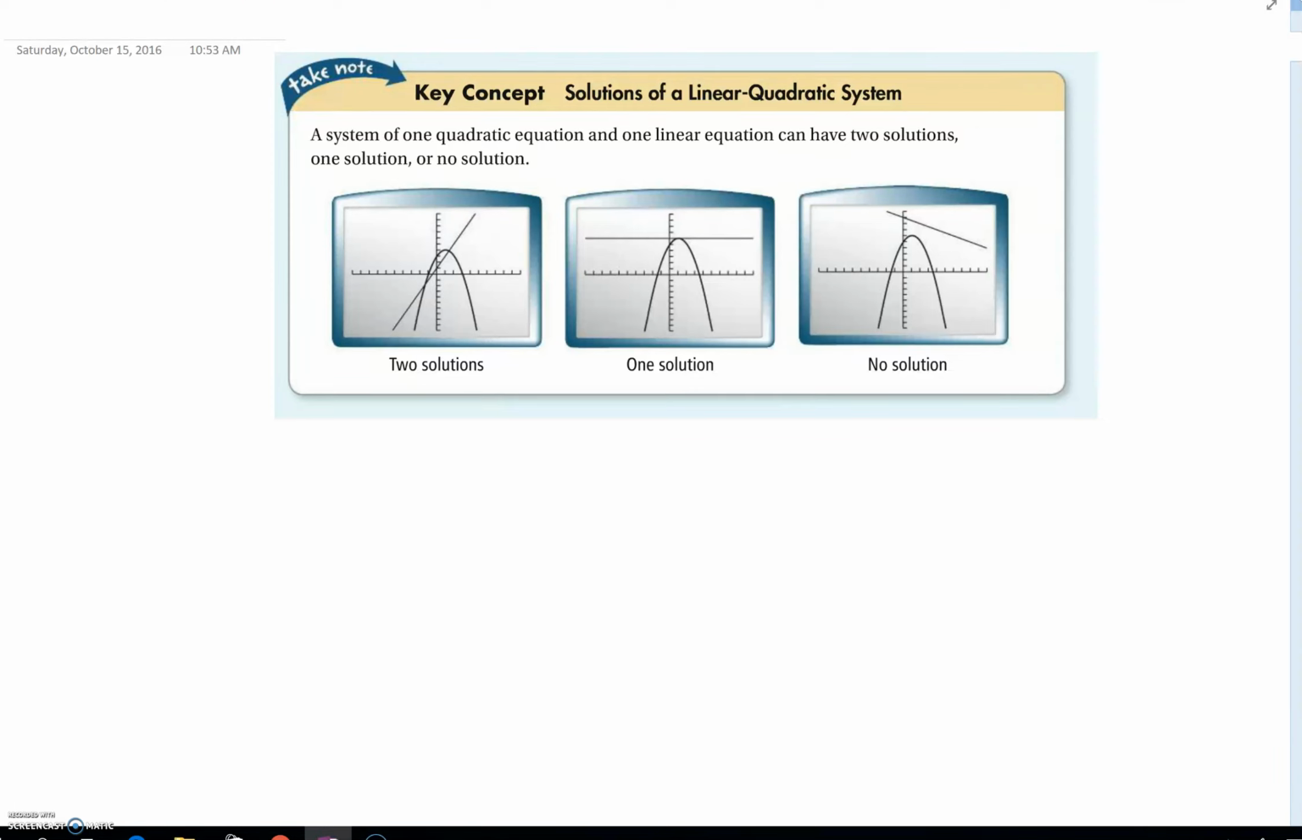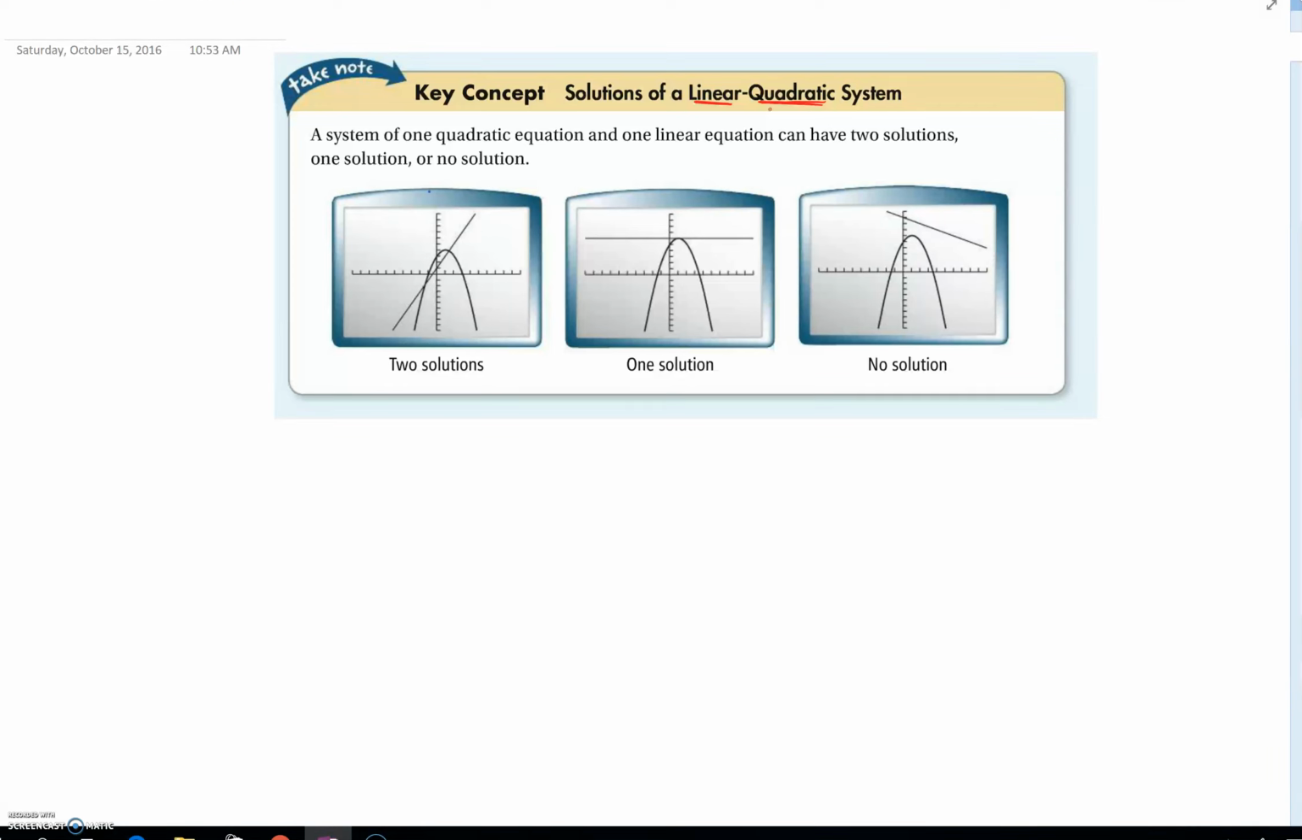All right, so next we're going to talk about solutions of quadratic systems. Now, the quadratic systems could be a linear quadratic system, which means that we have a linear equation with a quadratic equation, or it could be just a quadratic system where both equations are quadratic. But first, the one that we're going to do is just through graphing.